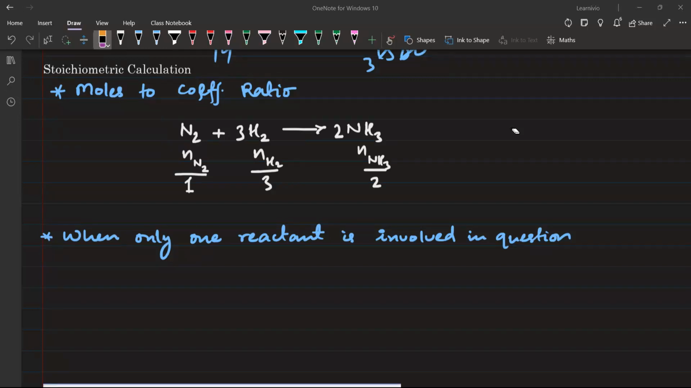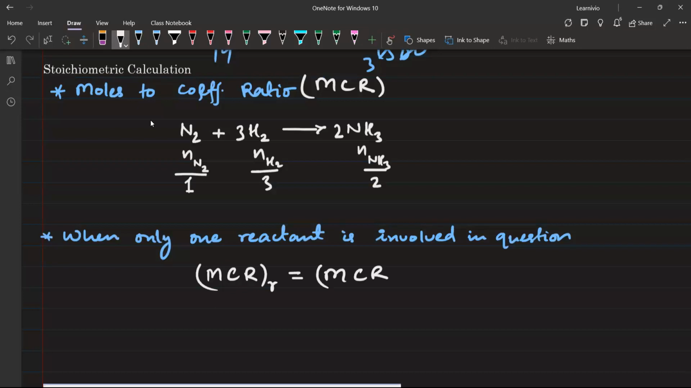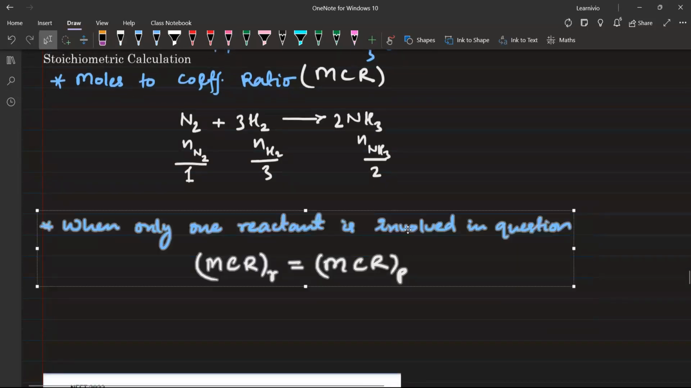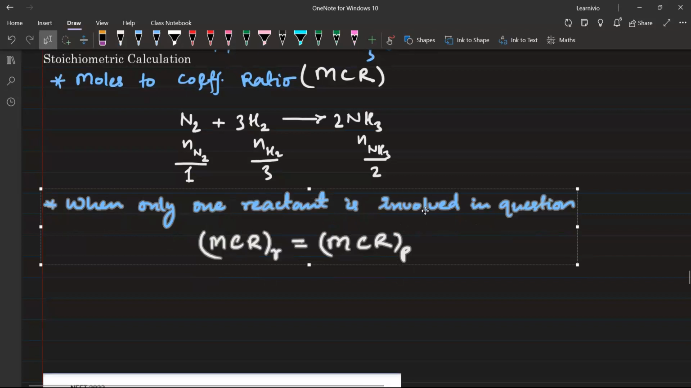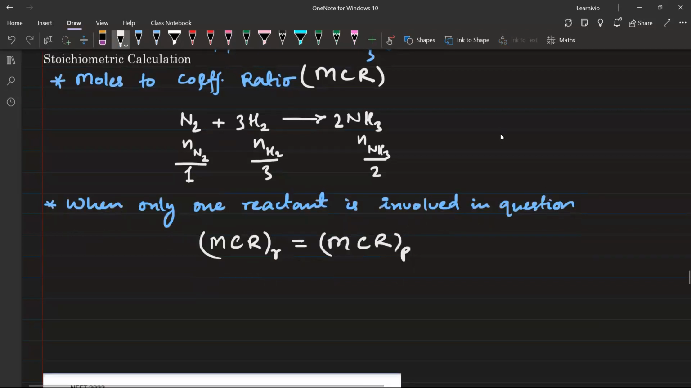They are giving you the amount of only one reactant, or they are asking you the amount of only one reactant. In these cases, it's very easy. We will represent the moles to coefficient ratio as MCR, and we'll say MCR of the reactant will be equal to MCR of the product. This is the only thing that you have to remember when you have been given only one reactant. Once you write this equation, you can solve it. It will get solved by itself. You don't have to worry. This is the starting point.